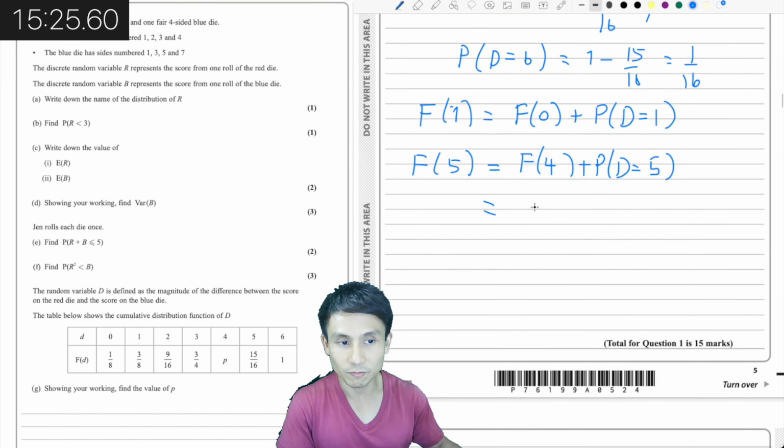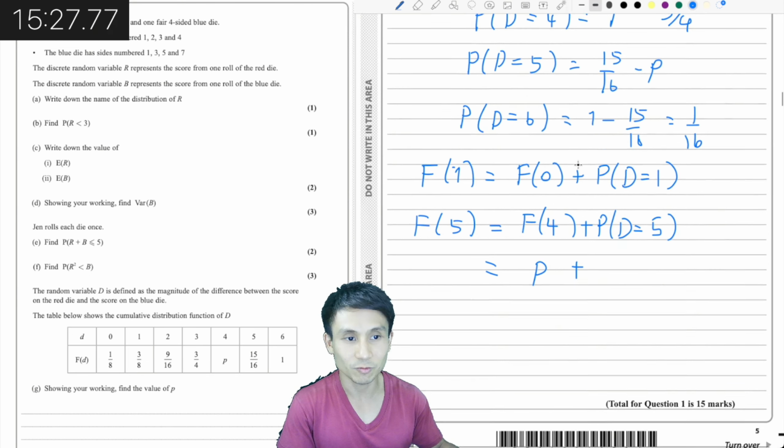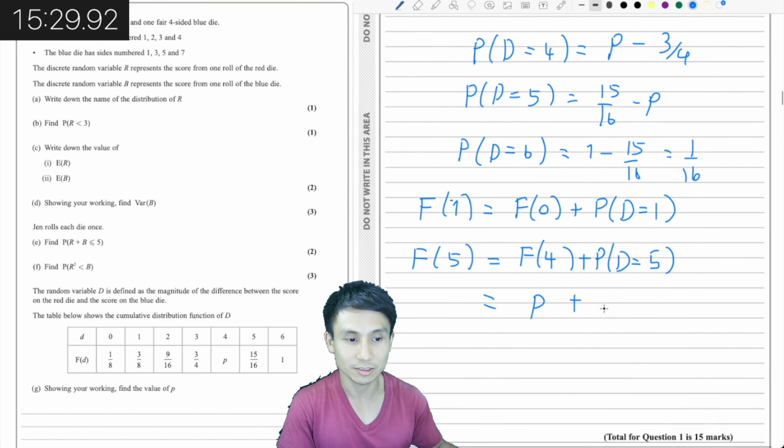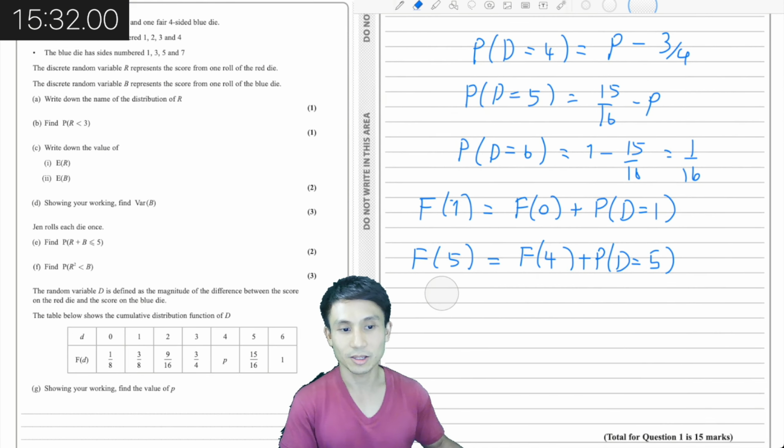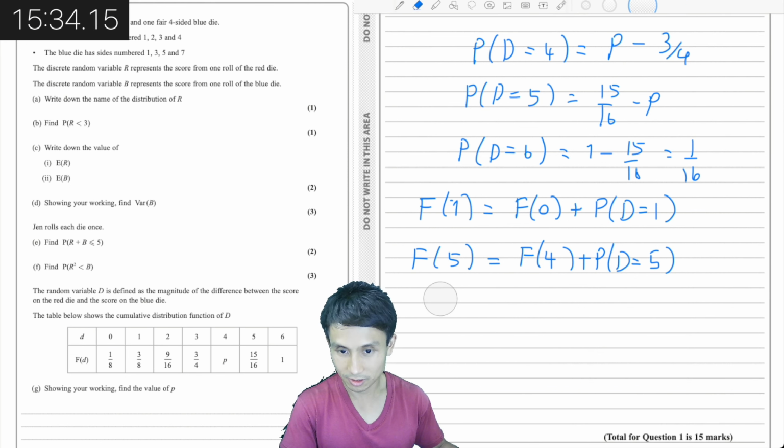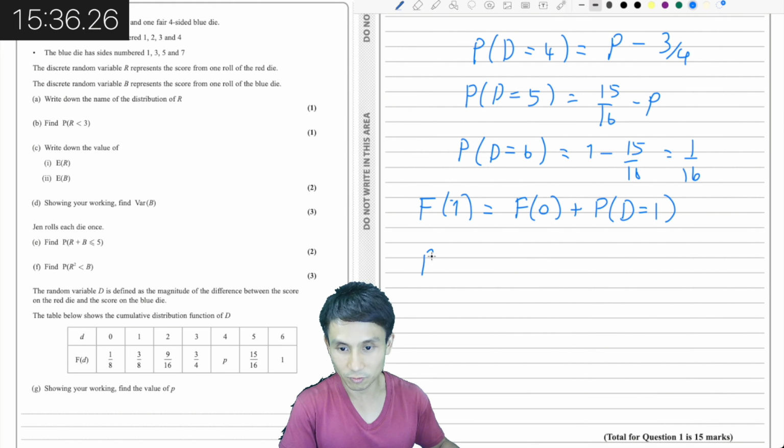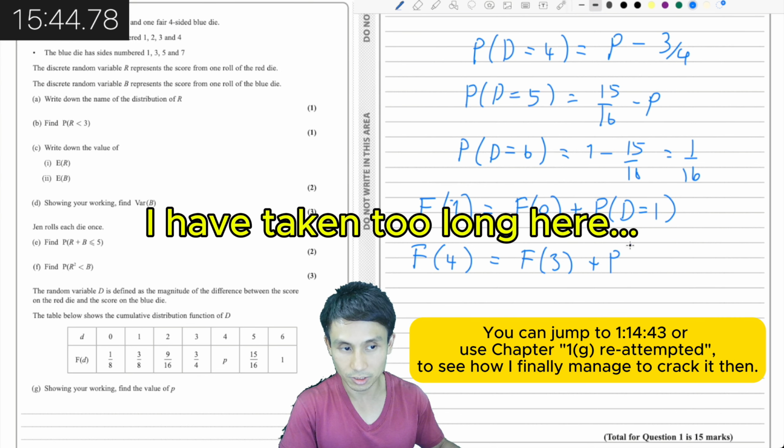So we know that f of 4 is P. P of D equals 5 we already got to be that. That doesn't help. All right. What about we try f of 4 is going to be f of 3 plus p of d equals 4.